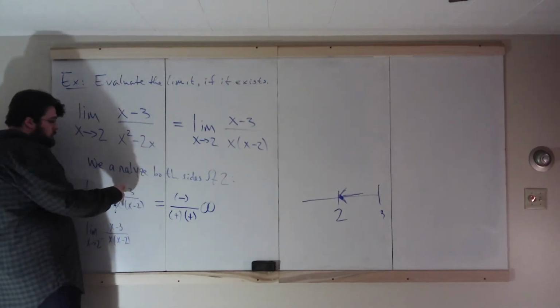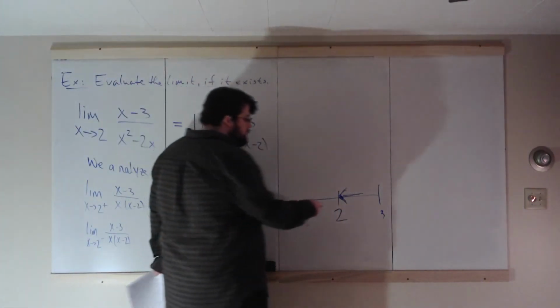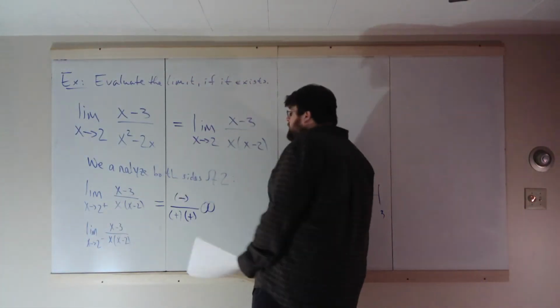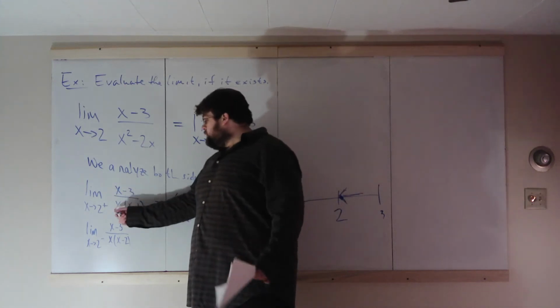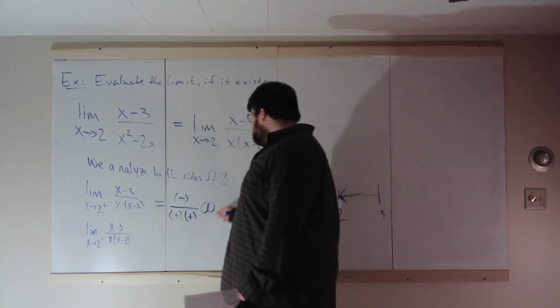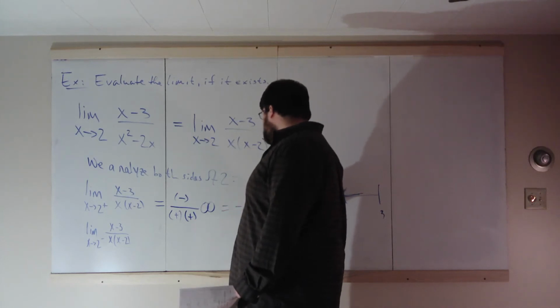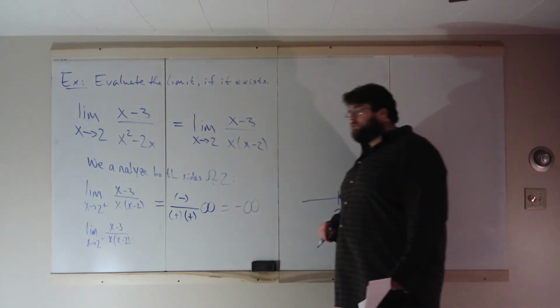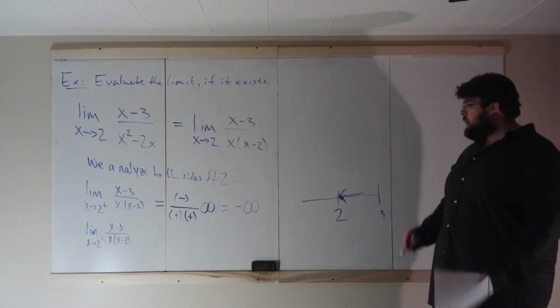So substitute up here a number very close to 2 on the positive side, you get a negative. Substitute a number very close to 2 on the positive side of 2 down here, you get a positive and a positive. So overall, we have 1 negative. So that tells us the limit on the right of 2 is negative infinity.